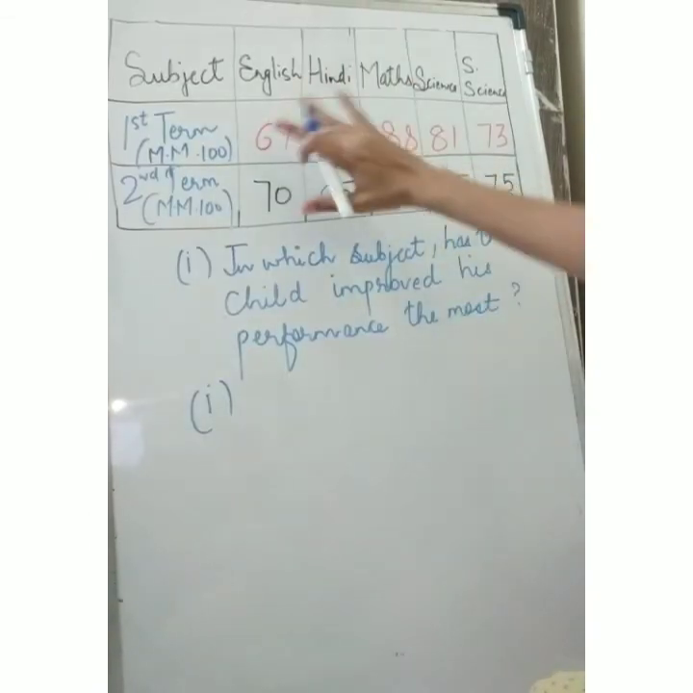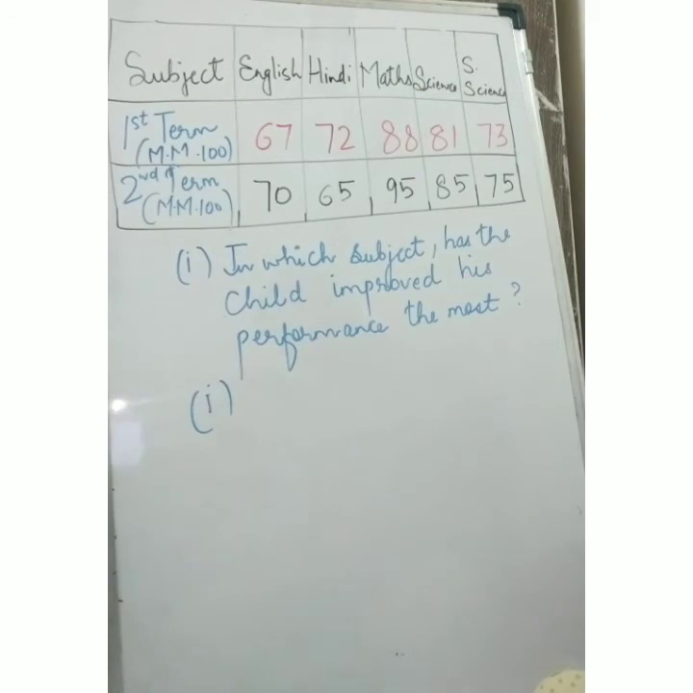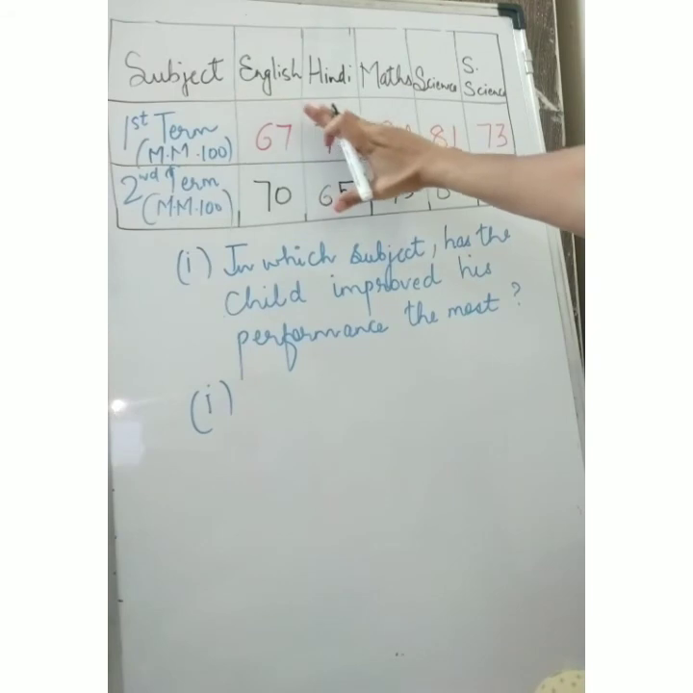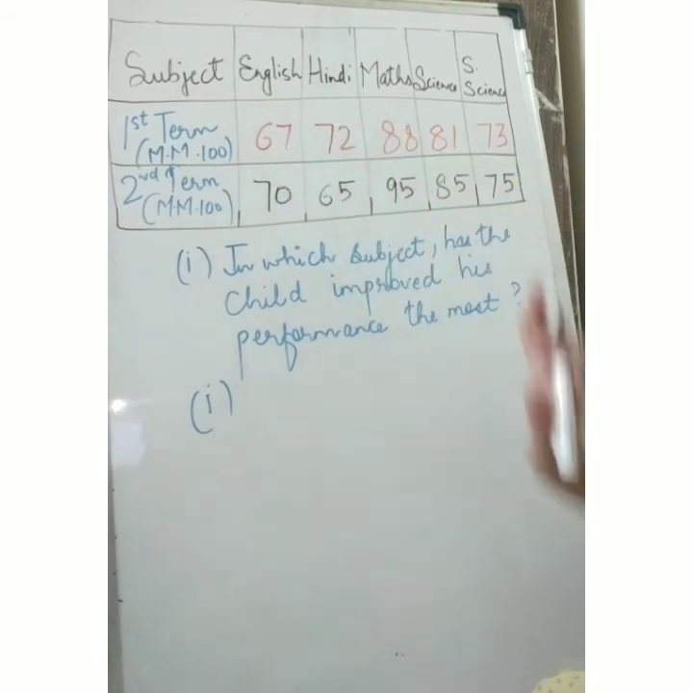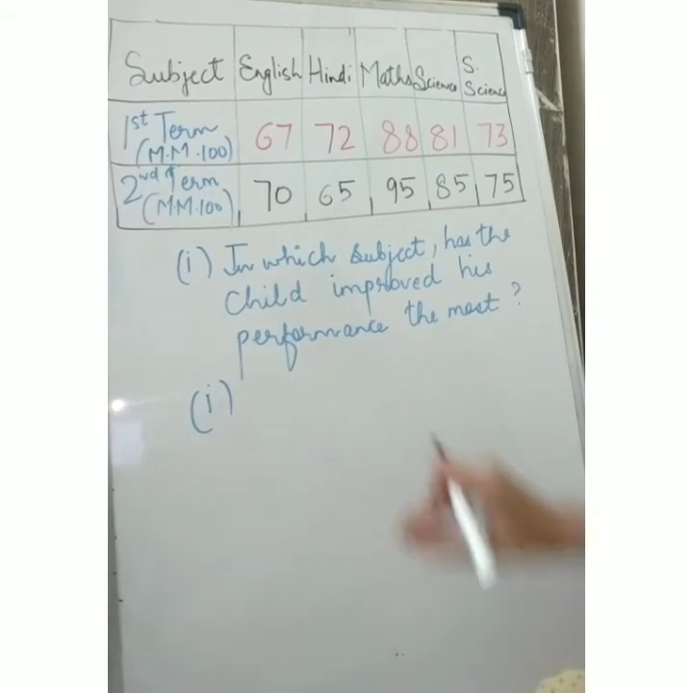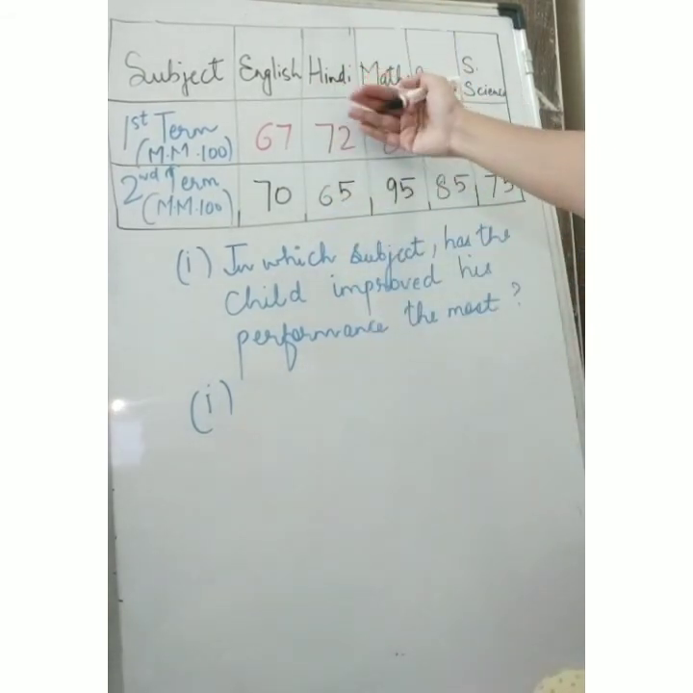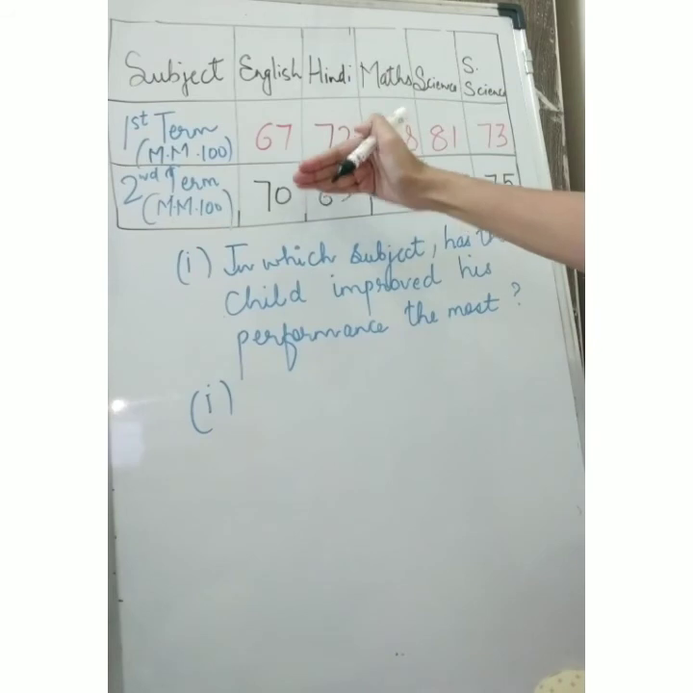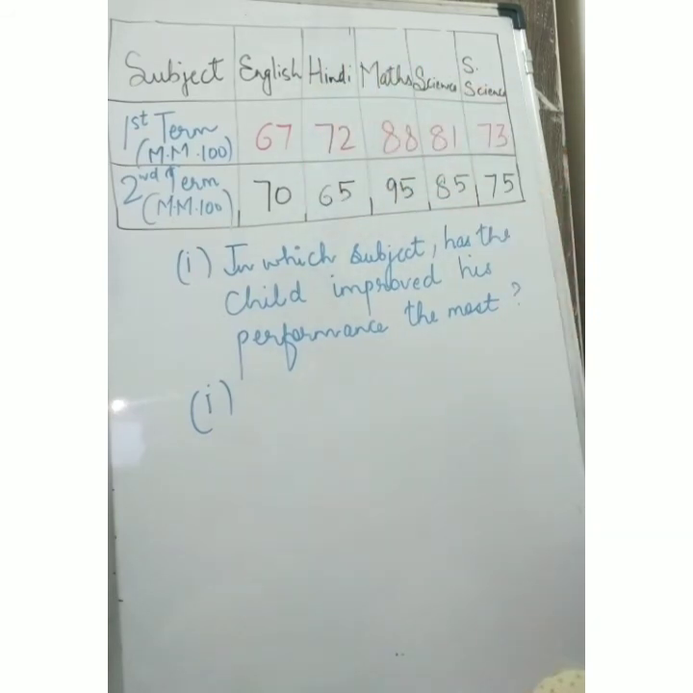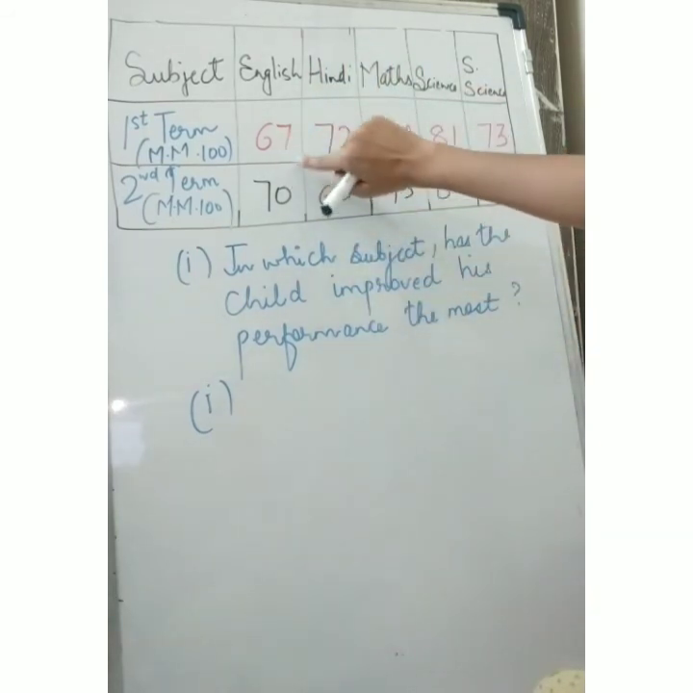Okay, student, now one more time I have drawn the table so that we can answer the following question. In which subject has the child improved his performance the most? We will see the first term marks, then we will compare it with the second term, and we will come to know in which subject the child got maximum marks in the second term as compared to the first term. Okay, now you can see the difference.